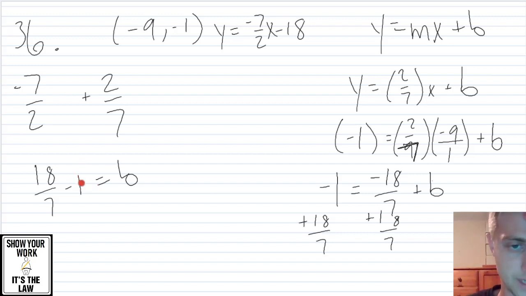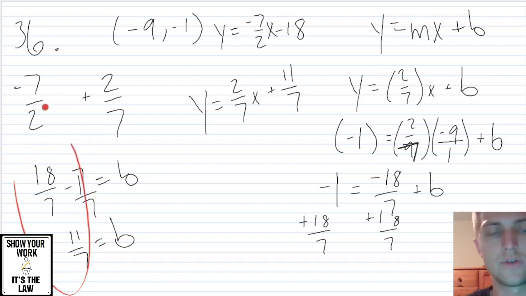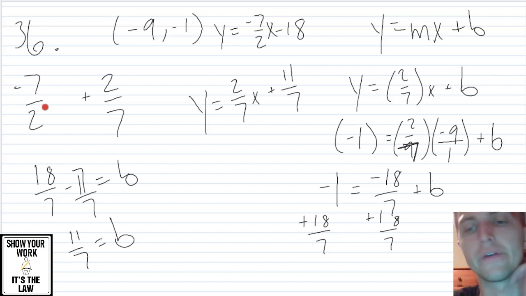You remember how to add fractions, they have to have the same denominator. So what do we multiply 1 by? We multiply it by 7 over 7. Now we got 11 over 7 equals b. So that's our b, meaning the whole equation for the line is going to be this. If you don't understand what happened here, go back to adding and subtracting fractions. And if you still have questions, write it down so you can ask me.